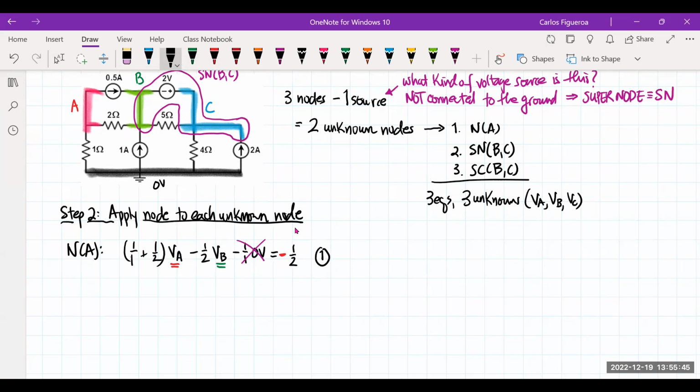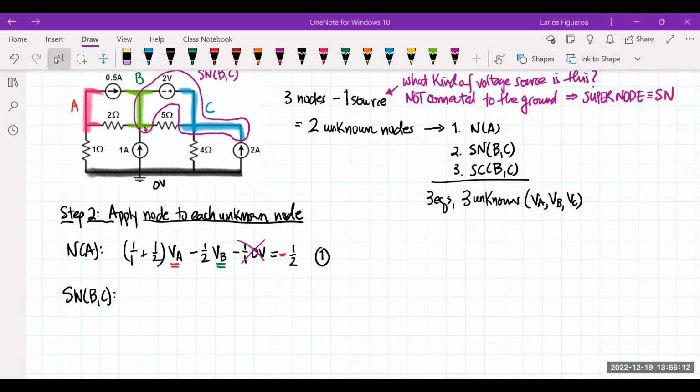Now let's go to the supernode. If I look at the supernode between B and C, what do I see here? That means I have to write 2 node equations in one solution and 1 equation. So 2 nodes in 1 equation. So here I go. When I do this, it looks something like this.